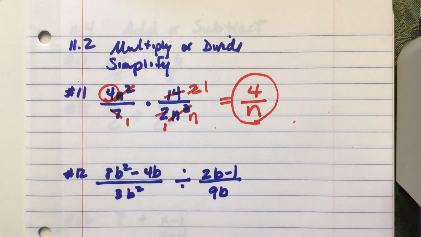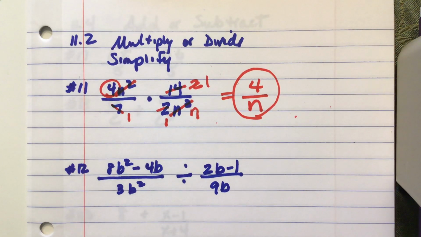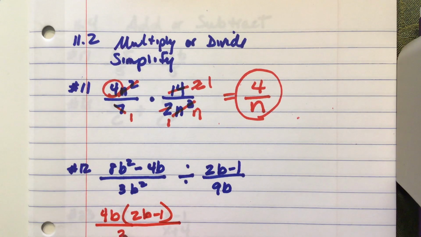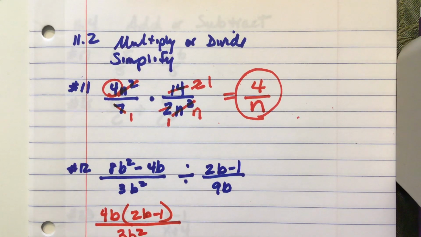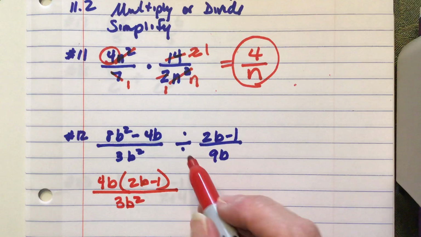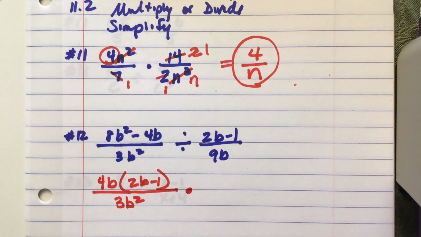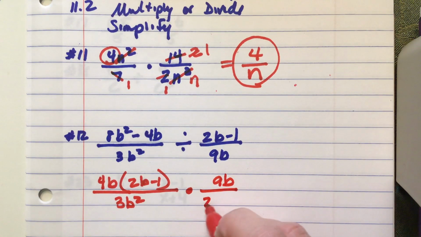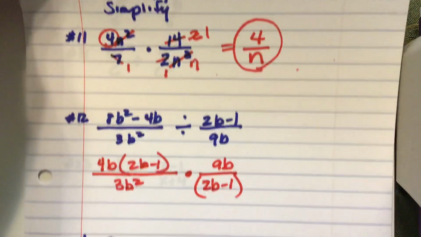My next problem, I'm going to try number 12, 8b squared minus 4b. So I'm going to first factor out a 4b, and I end up with 2b minus 1, and that is over 3b squared. Okay? And then instead of dividing, I'm going to multiply by the reciprocal. Well, the reciprocal of this would be 9b over 2b minus 1. And again, I'm going to add parentheses here so that I can keep my expressions together so I can cancel.